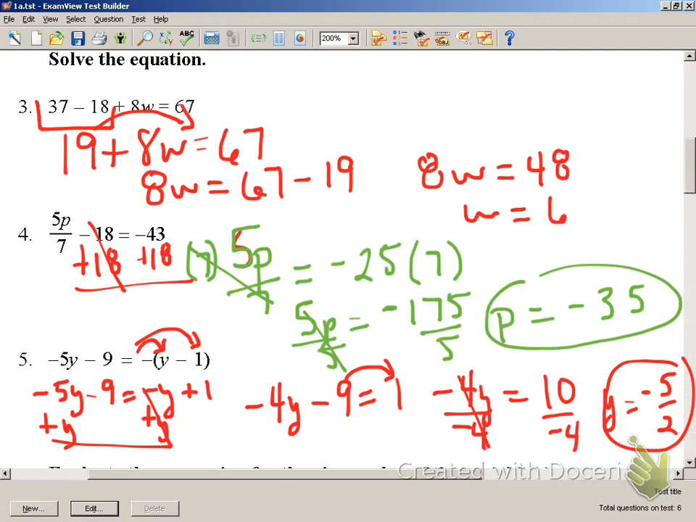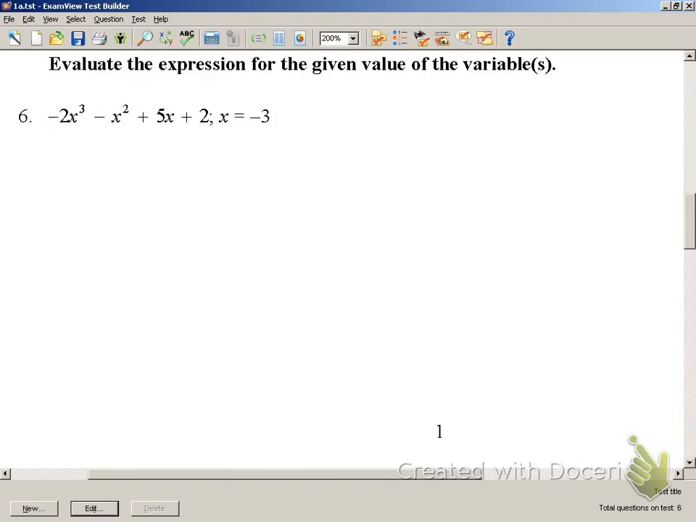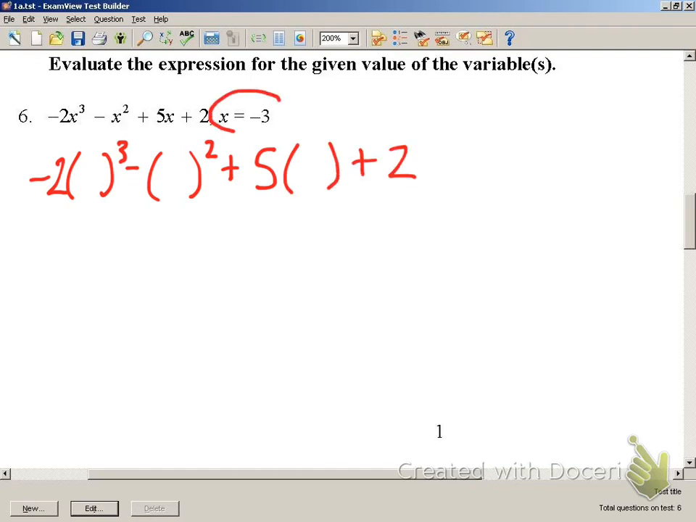And the last one, number 6. Evaluate the expression for the given variables. Now this goes back to problems like number 1 and number 2. Before we can do anything, though, we are to plug in. Wherever there is a variable, we have to put a set of parentheses. And whatever our variable is, we're going to plug it in as it is. So that's the way we would have to rewrite it.